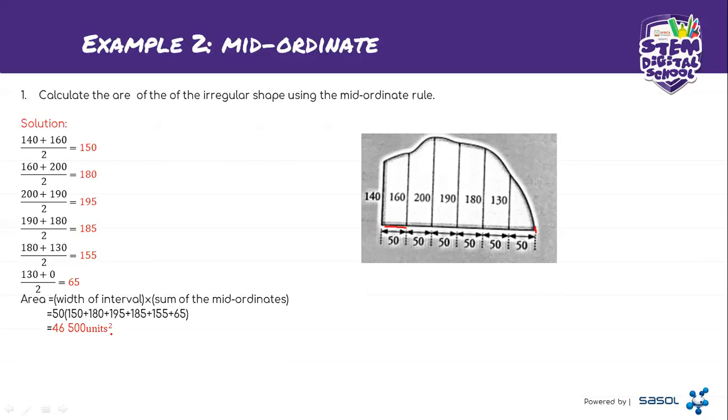46,500 units squared. It's very important, once again, that we include the units as well. You can see from this example that it does not have any unit, but that doesn't mean we must leave our answer without writing units squared. If it does not have units, you just write units squared to show that you were calculating the area, okay?